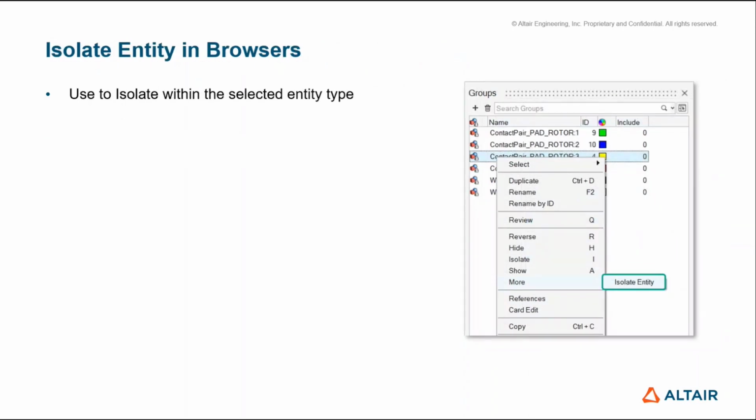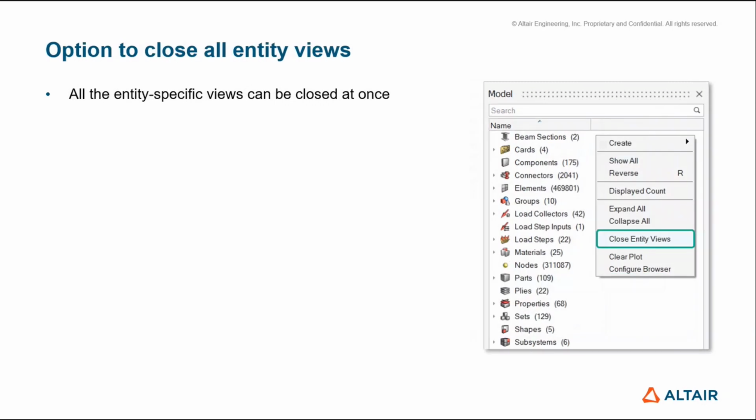Then the isolate entity option has now been added to the browsers. This is basically the isolate option of the classic interface. This was present in the graphics but was missing in the browser, so we have added that, and it allows you to isolate within the selected entity type, whereas the isolate in graphics isolates across all the entity types. I'm going to quickly show that.